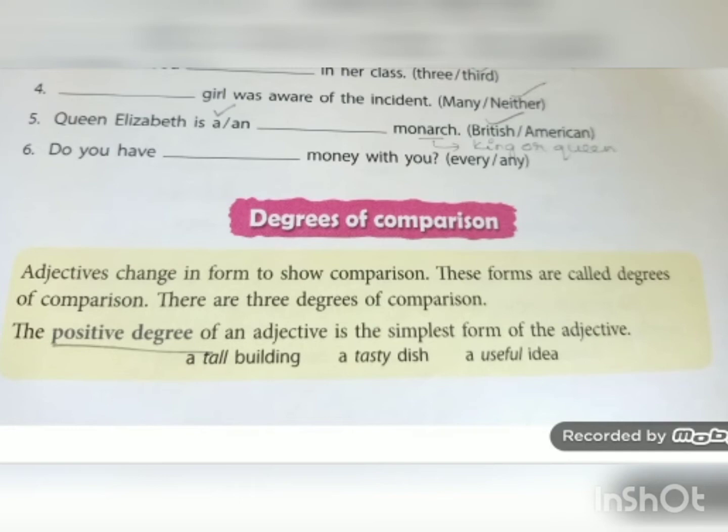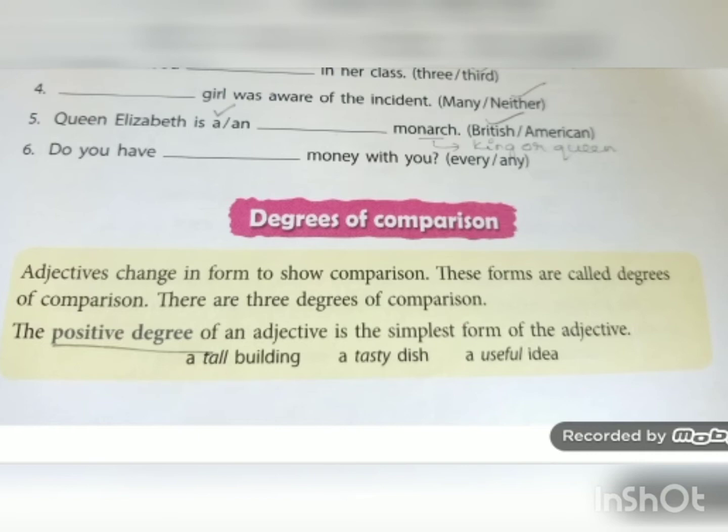Students, today we will discuss degrees of comparison. Degrees of comparison are used for adjectives. Adjectives change in form to show comparison. These forms are called degrees of comparison. So, adjectives change their form when we compare with some other nouns or when there is comparison between two things. These changes in the form of adjectives are known as degrees of comparison.